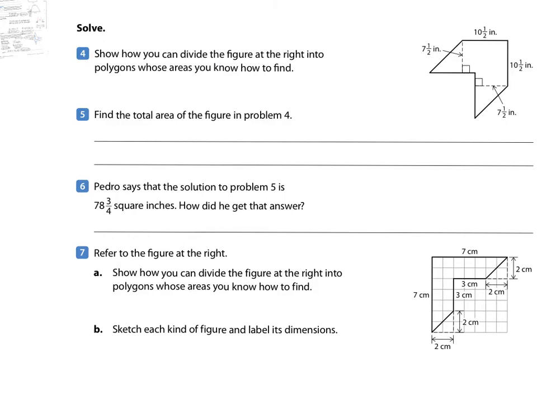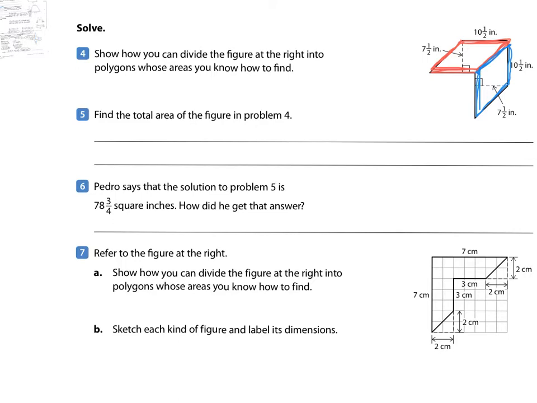Okay, taking a look at page 212, number 4, if we look at that, it says show how you can divide the figure at the right into polygons whose areas you know how to find. I'm going to draw a diagonal line straight across there. That is so that we have split this figure into 2 parallelograms, and I know how to find the area of a parallelogram. Again, same as area of a rectangle, base times height, or again we could describe that as length times the width. So we have 2 identical parallelograms.